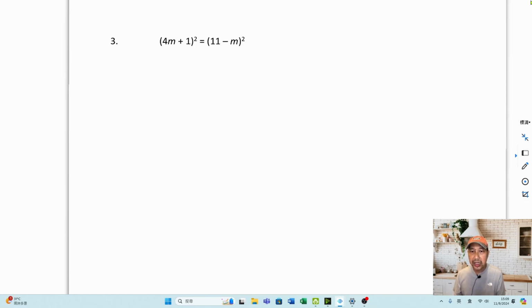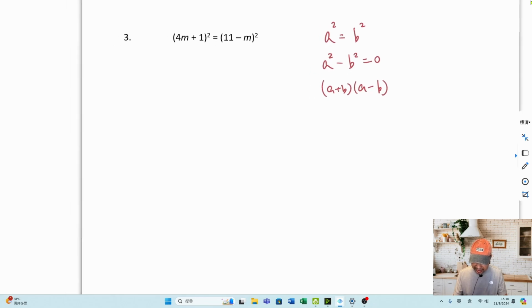(4m plus 1) squared is equal to (11 minus m) squared. There are no common factors. This equation is quite similar to a squared is equal to b squared. You can view 4m plus 1 as a and 11 minus m as b. If it is this case, we can move b squared to the left hand side and then simplify it by using the identity a plus b times a minus b.